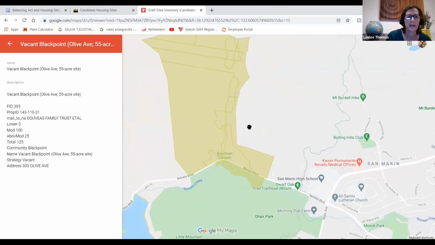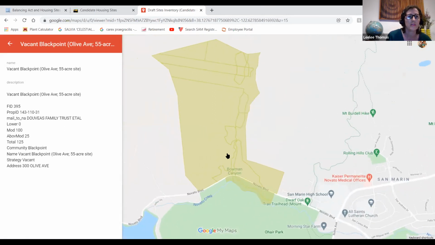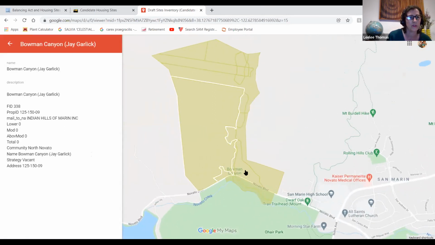Oh no, there's the Bowman Canyon site here. So this is also a large site that some of you might be familiar with. It's over near Stafford Lake. It's an unincorporated part of the county, and it has a development potential that was studied of up to about 300 possible new homes. So let's zoom back out of it.